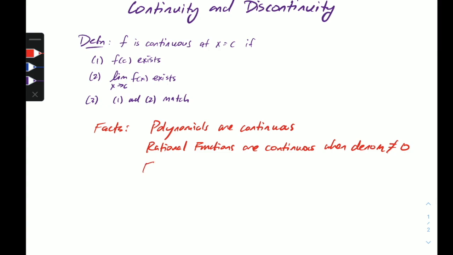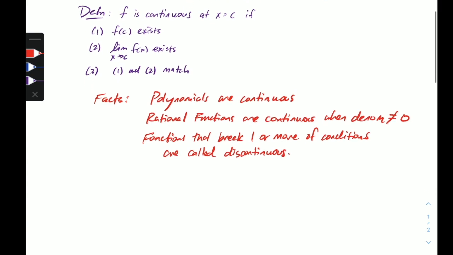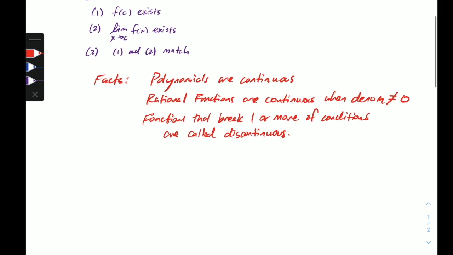And functions that are not continuous, that break one or more of these three conditions, are called discontinuous. More specifically, discontinuous at the point where they break.